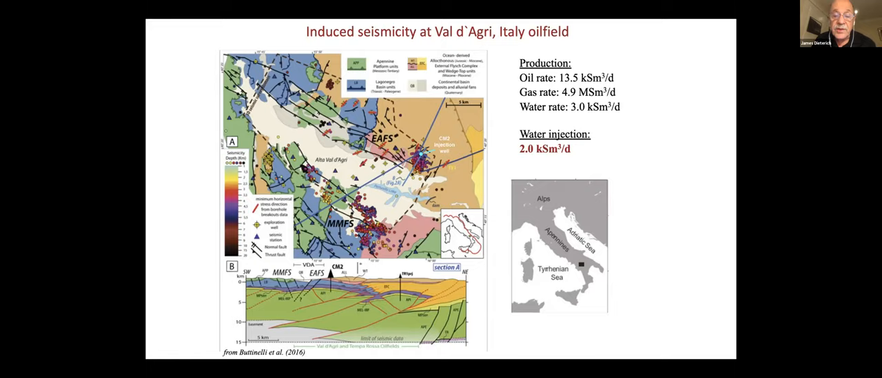The average injection rate is about 2,000 cubic meters per day. That's about 10 to the minus 3 or 10 to the minus 4 of the injection rates that Kayla mentioned would be needed for carbon sequestration. So this is really a very minor amount of fluid that's being injected.